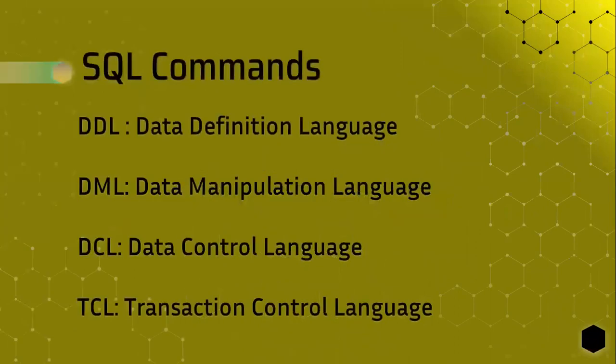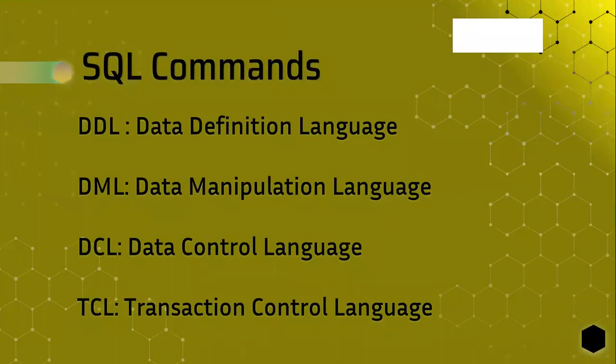There are four types of SQL commands available. The first one is DDL, data definition language. Next one is DML, data manipulation language. Third one is DCL, data controlling language. And the fourth one is TCL, transaction controlling language. So let's look into them one by one.